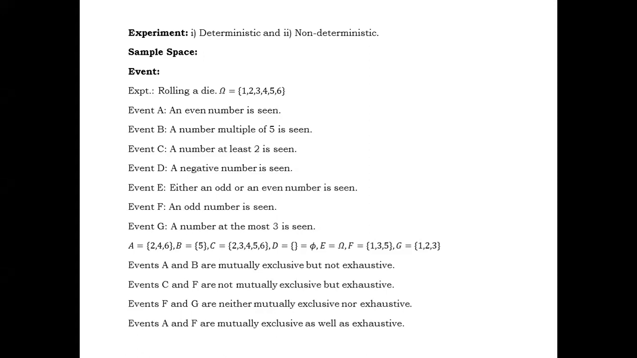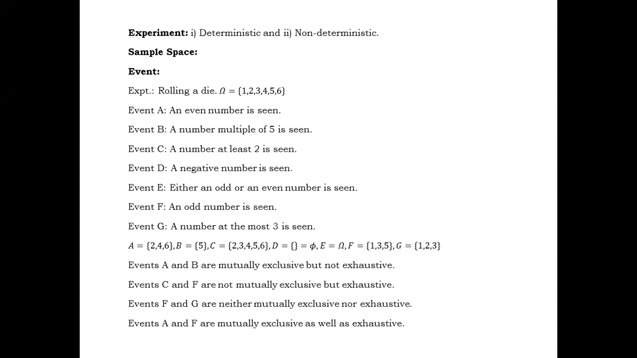Previous one, C and F: C union F is the sample space. So C and F are exhaustive. Okay. Next combination, F and Z, those are neither mutually exclusive nor exhaustive. And events A and F are mutually exclusive and exhaustive both. So this is really interesting.